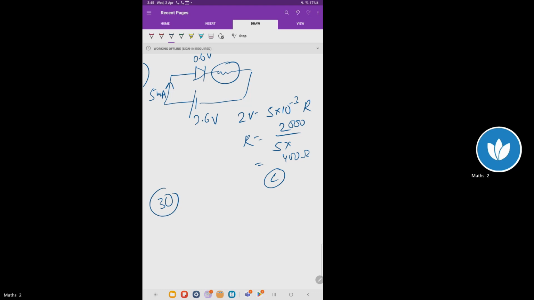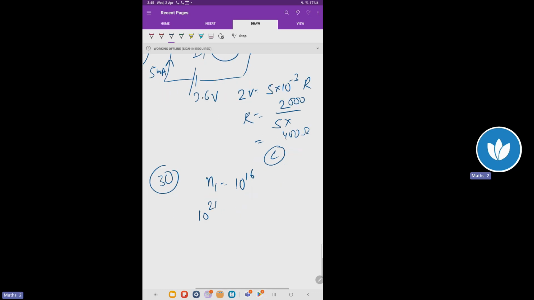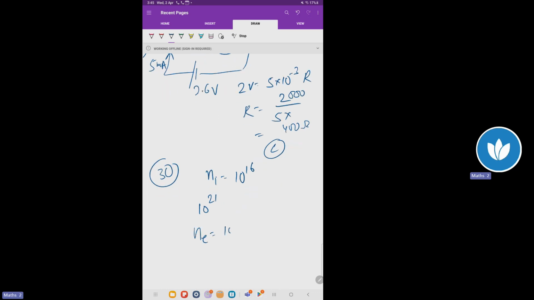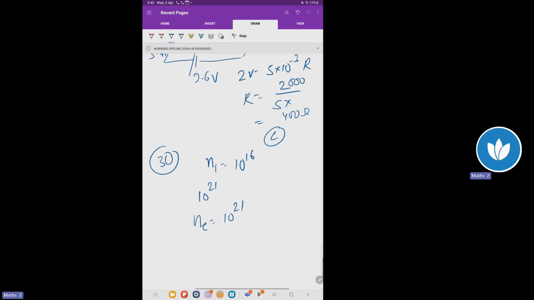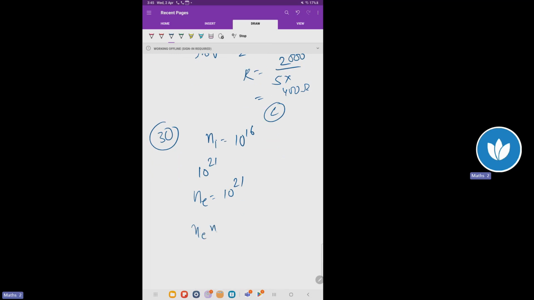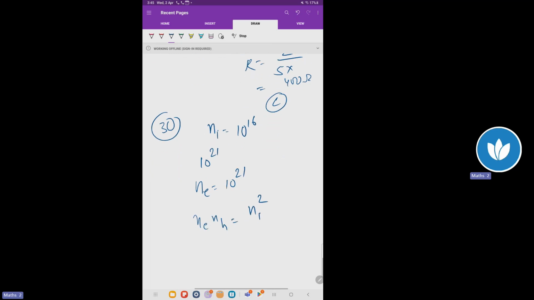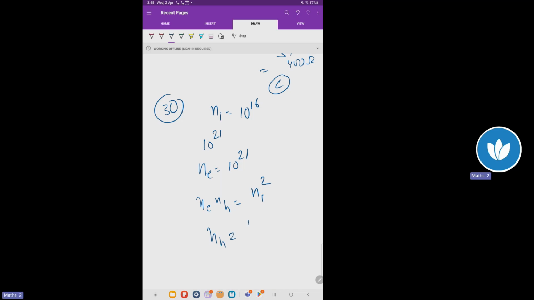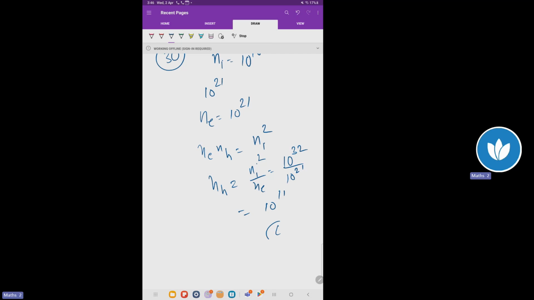30. In pure silicon, Ni is 10 raised to 16 per meter cube. At 300 Kelvin, 10 raised to 21 atoms of phosphorus are added. Phosphorus is a pentavalent impurity, so Ne is 10 raised to 21. From the mass action law, NeNH is equal to Ni square. NH is Ni square by Ne, 10 raised to 32 by 10 raised to 21, which is 10 raised to 11. Option C.